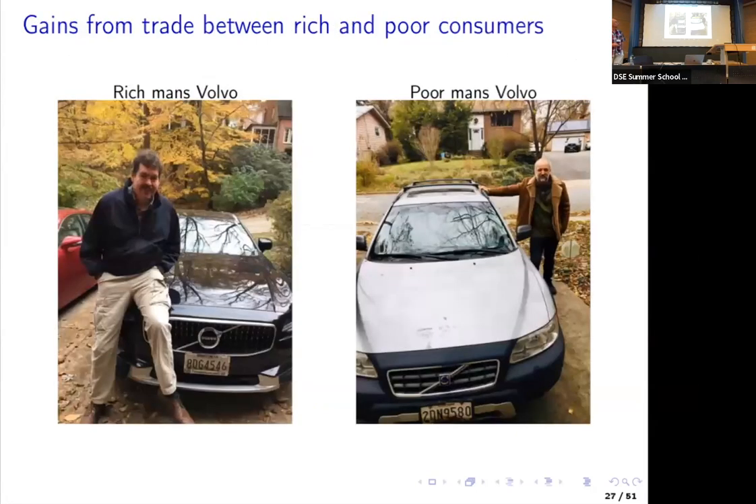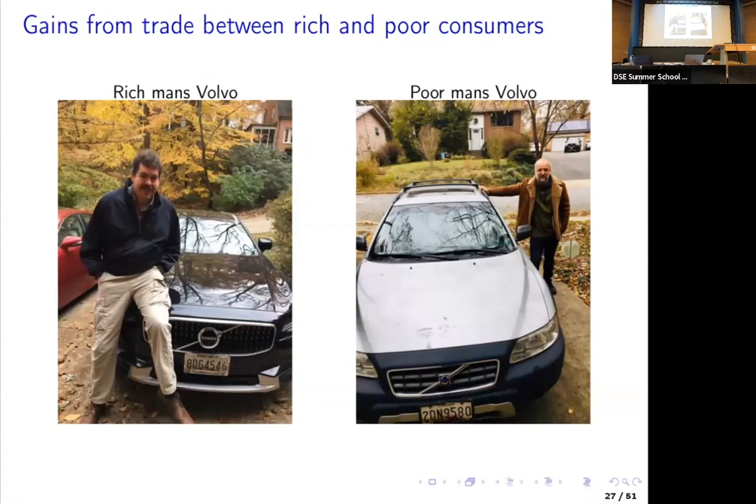Okay, so here's an example of gains from trade. Bertel was visiting John in Georgetown a few years ago, and they had this wonderful exchange of an old Volvo for a price of $1, something like that. And John got himself a new Volvo.